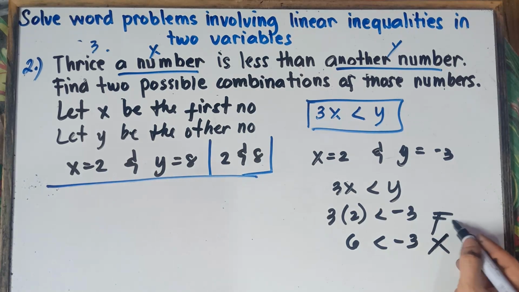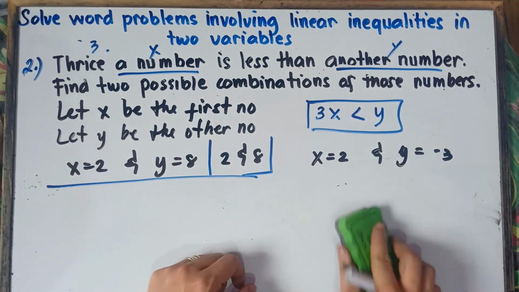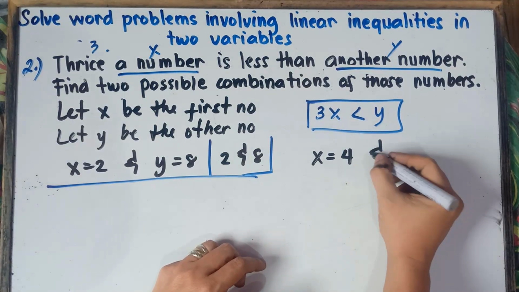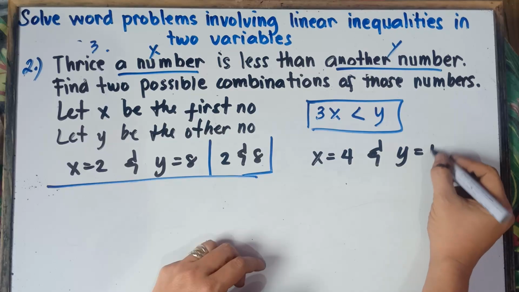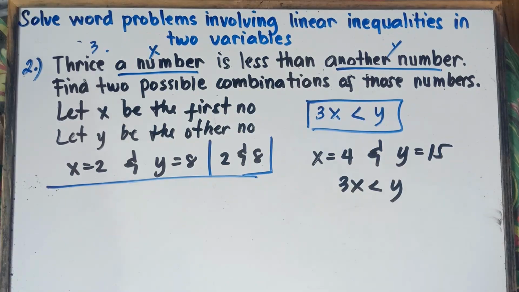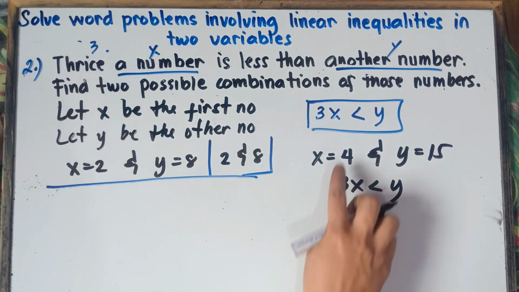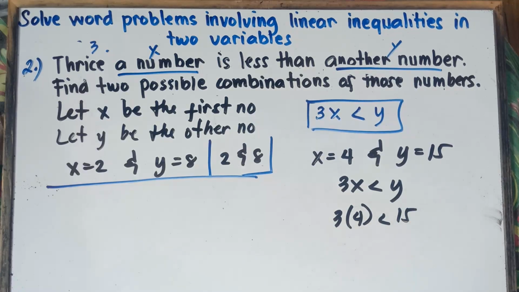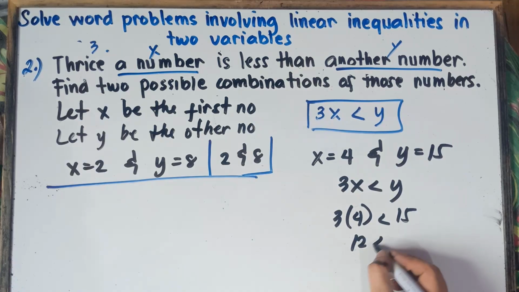This is false, class. So therefore, we cannot choose this combination. Alright, let's try another combination. What if I say x is positive 4 and y is positive 15? Let's do that. So 3x is less than y. So 3 times the value of x, that would be 4, is less than the value of y, that would be 15. 3 times 4 is 12, less than 15.